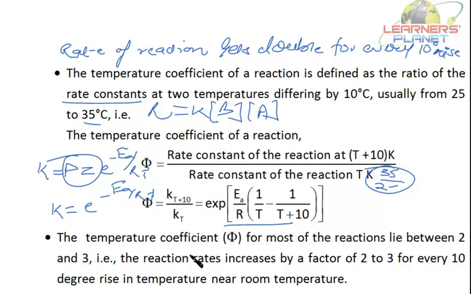The temperature coefficient for most of the reactions lies between 2 and 3. That is, for every 10 degree rise in temperature, the rate of reaction is doubled. The value of the rate constant is doubled, or even it can be tripled. That is, when the value of the rate constant is doubled or tripled, the rate of reaction also increases. And by how much factor? It is increasing by a factor of 2 or 3 for every 10 degree rise in temperature near the room temperature.